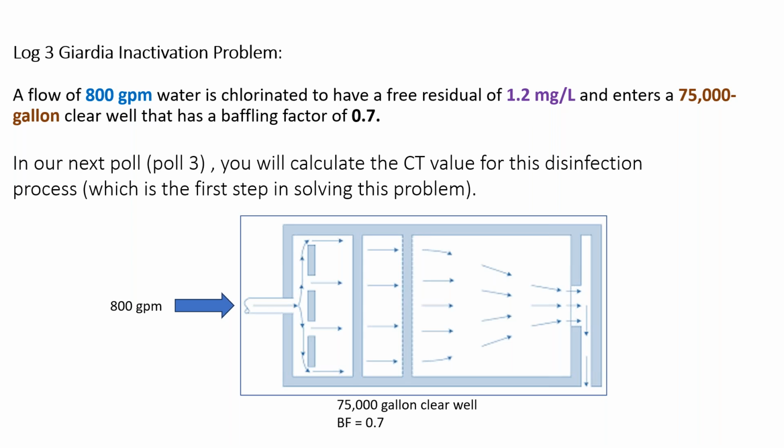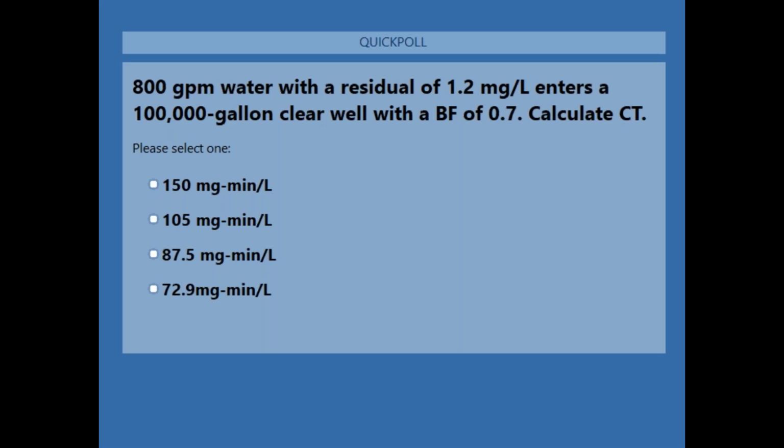So you're going to be needing to calculate the contact time, the disinfection contact time, and then multiply that by the free residual in order to solve the problem. And there's also a pH of 7 and a temperature of 15 degrees Celsius. We'll use those later when we look at our table. So go ahead and bring that poll up, Owen, and I'm going to ask you to calculate the CT value for this problem.